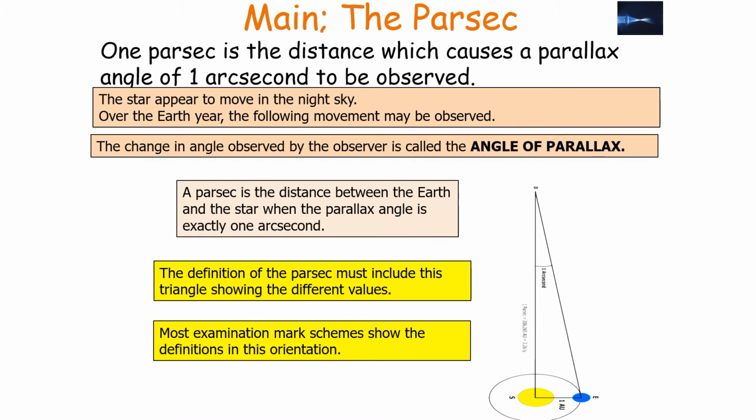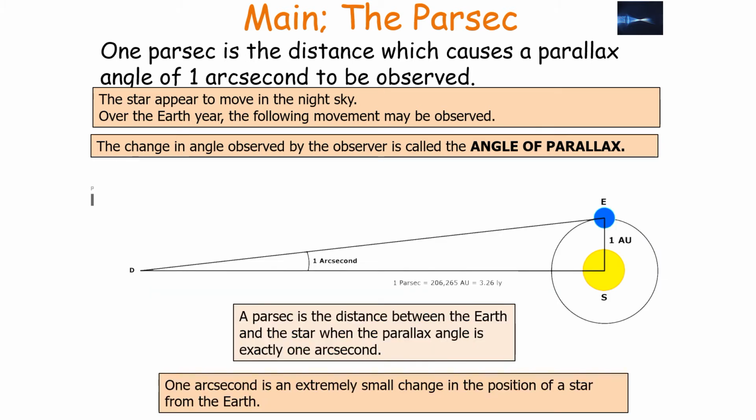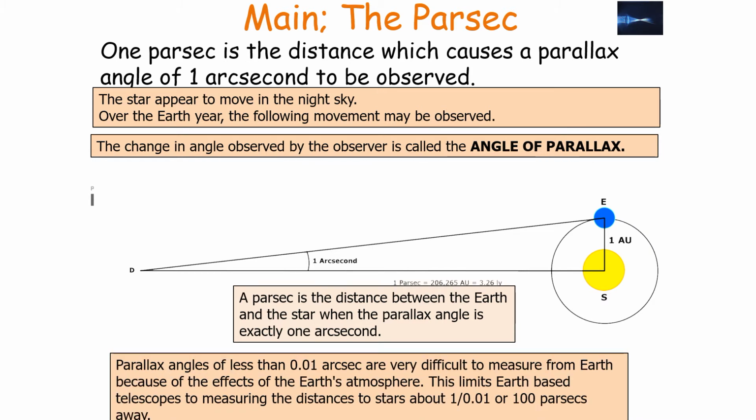Now most examination mark schemes show the definition in this particular orientation. Now 1 arcsecond is an extremely small change in the position of a star from the Earth. Now parallax angles of less than 0.01 arcsecond are very difficult to measure from Earth because of the effects of the Earth's atmosphere. So this limits Earth-based telescopes to measurements of stars of about 100 parsecs away.